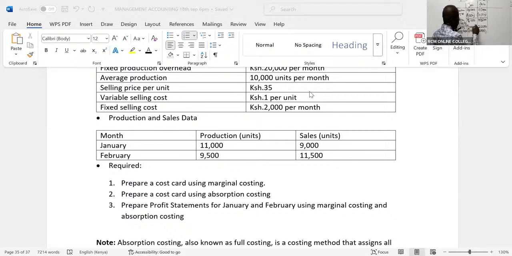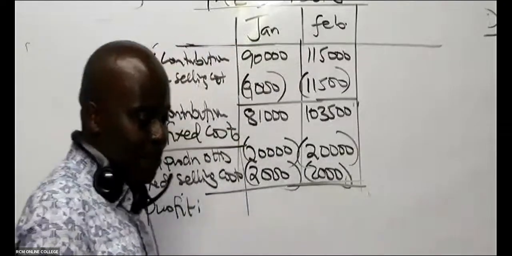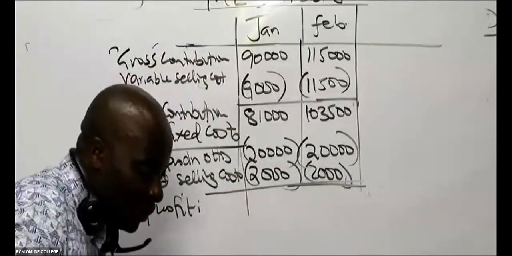Now you are able to get right away our profit. So for January, it will be 81,000 minus 20,000 minus 2,000. Give me a number, I write. I want to write something here. So somebody's giving me a figure of what here?